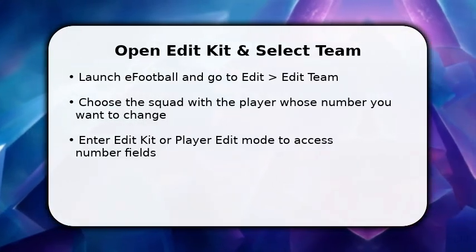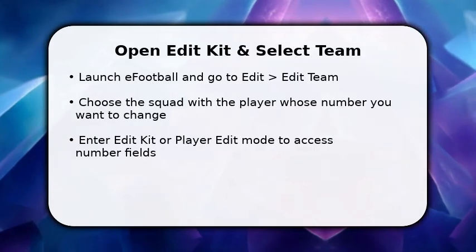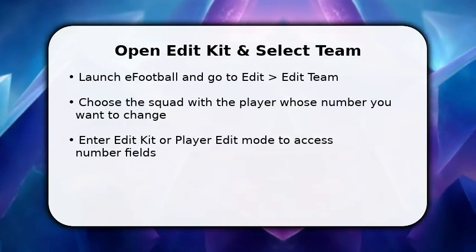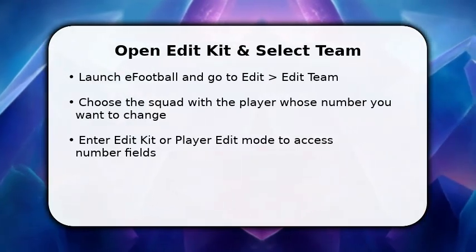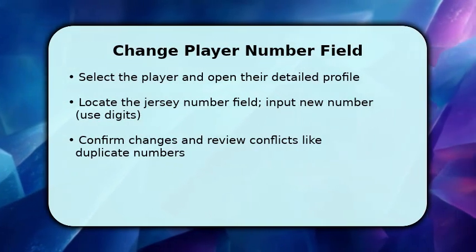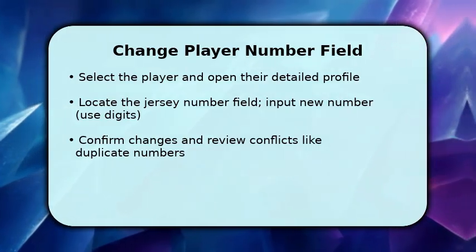Then enter Edit Kit or Player Edit Mode so you can manipulate individual player data. You do this now to avoid later back and forth. It ensures the number field is available and prevents accidental edits to the wrong roster. You select the player and open the detailed profile where attributes and appearance reside. This is where the jersey number lives.